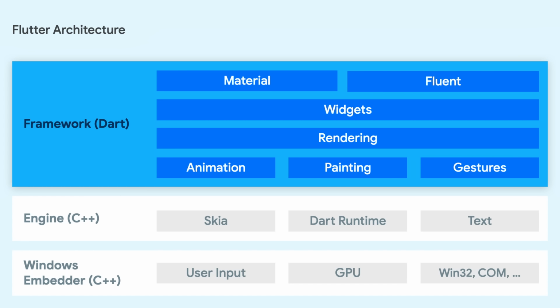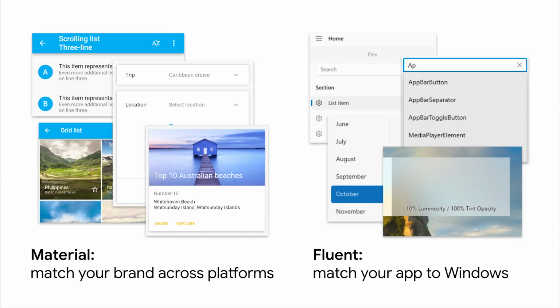The framework also provides the widgets and the design system that gives your app its look and feel. You can choose from several widget libraries. The Material design system can be fully customized to give your app a consistent UI across multiple platforms. Or, if you'd like to provide a native Windows look and feel, you have all the widgets you need to build a beautiful app that uses the Fluent design system.